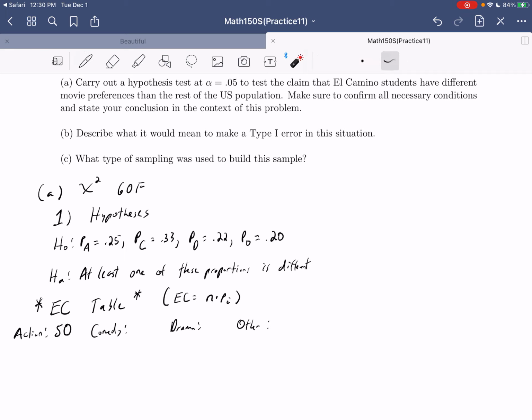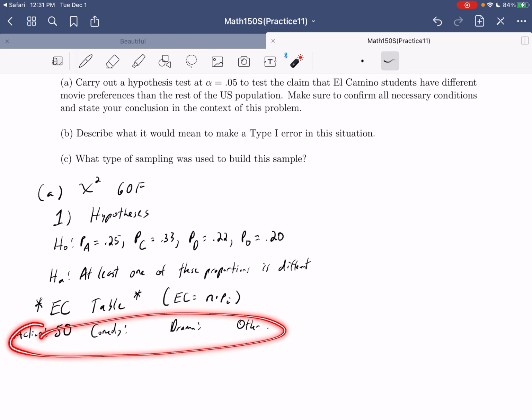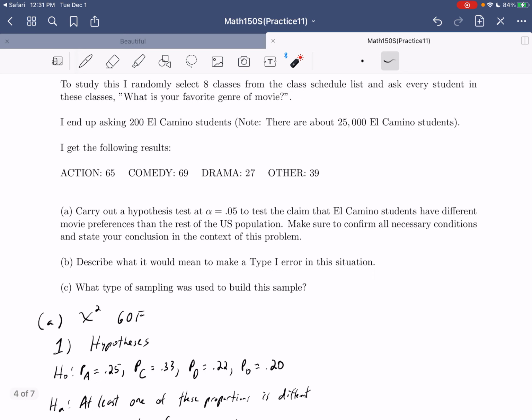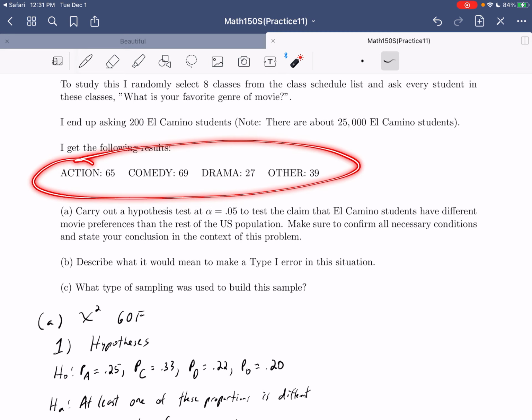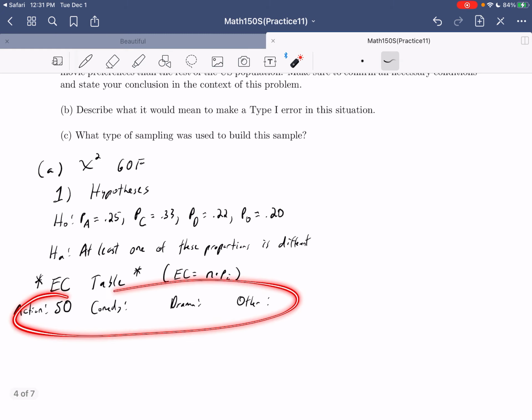This might seem a little complicated, but actually it's very straightforward. What we're really saying is if 25% of Americans say that they like action movies, and we have 200 El Camino students, then we would expect 50 out of those 200 to choose action movies, because that would be 25% of 200. Then again, the expected count is the same. If El Camino is exactly the same as the national distribution, this is what we would have expected. Of course, these values back up here are what we actually observed, and we're going to be comparing how different what we observed is versus what we expected here.